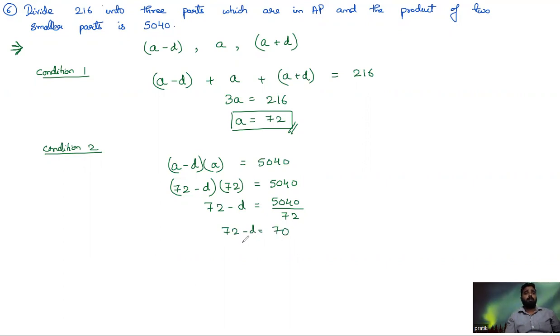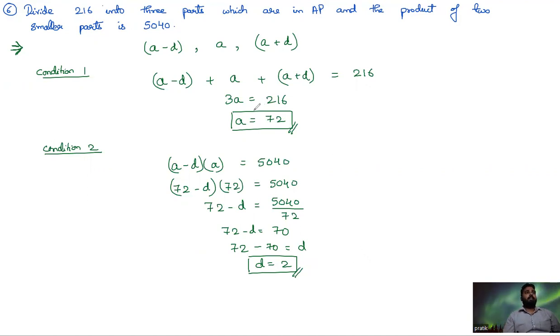Turns out to be 70. So from here, D, the common difference that we are trying to find out here, is 72 minus 70 is equal to D. D is equal to 2. That's my common difference.